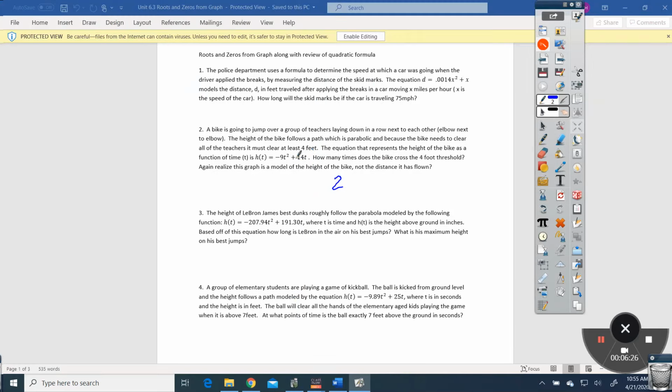If we wanted to actually find the time, you would set it equal to 4, because we want to know the time when the height is 4 feet. And you could solve this using the quadratic formula, and that would give you the times that we just saw in the graph. So, different ways to do that.